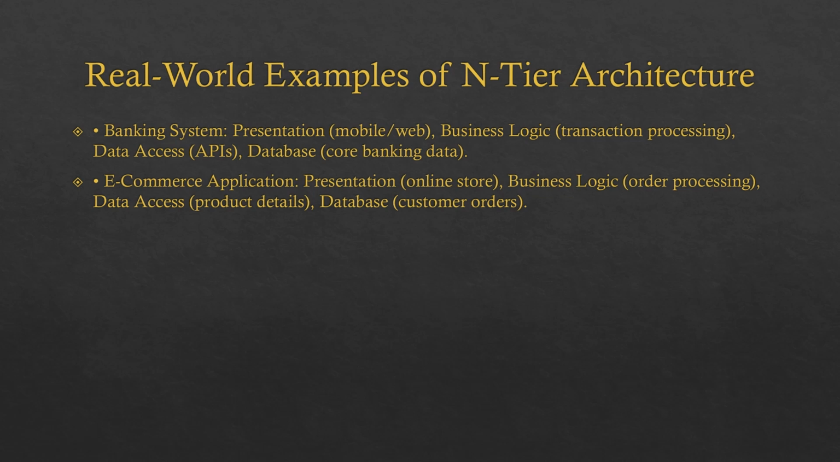Let's look at a couple of real-world examples where layered architecture is used. In a banking system, the presentation layer could be a mobile or web application. The business logic layer would process transactions, while the data access layer would handle APIs and the database layer would manage core banking data. For an e-commerce application, the presentation layer would be the online store interface.